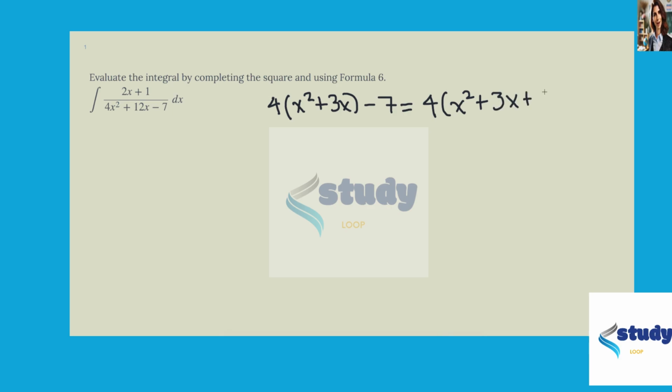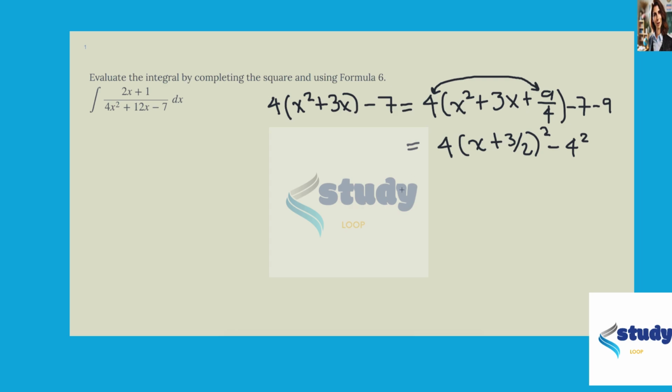So then we'll add in 3 over 2, then we square that, 9 over 4. And now, by adding 9 over 4, we really added 4 times 9 over 4, which is 9. And we make up for this by subtracting 9. Then we have 4 times (x plus 3 over 2) squared minus 16, which we could write as 4 squared.